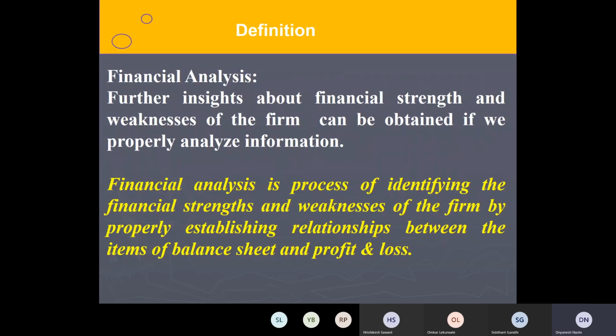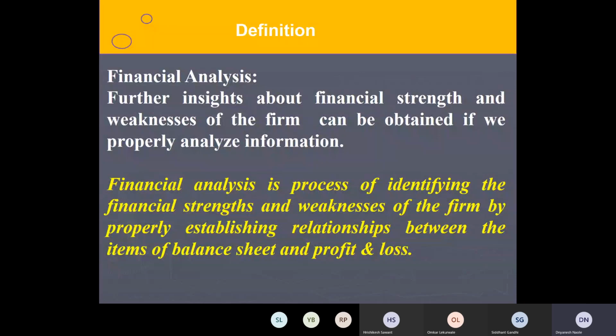Okay, so mostly these things are going to dictate the future plans. Okay, understanding of the past is a prerequisite for anticipating the future. Okay, so we need to analyze the past data.